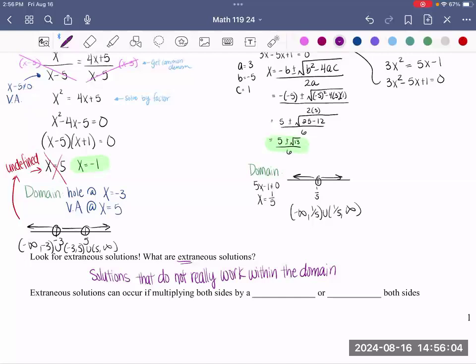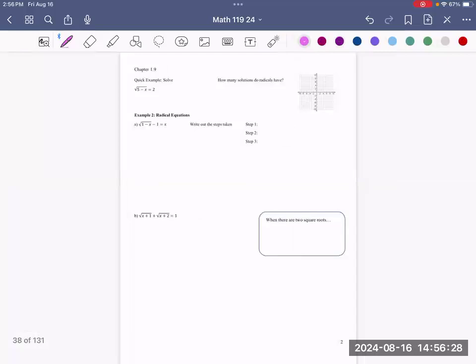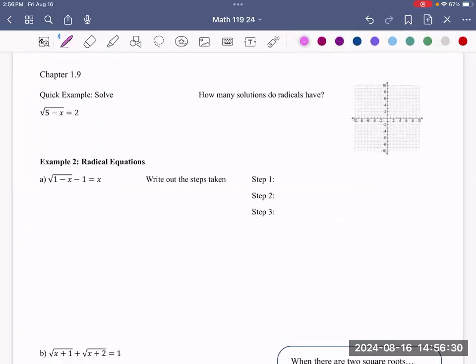Now, where can these extraneous solutions occur? Well, they occur typically, not always, but typically when you're multiplying both sides by a variable, or if you are squaring both sides. That will cause an extraneous solution. So that takes care of the rational expression solving.